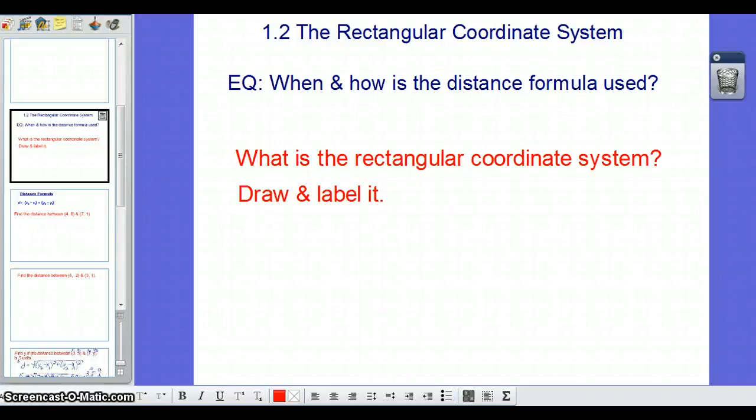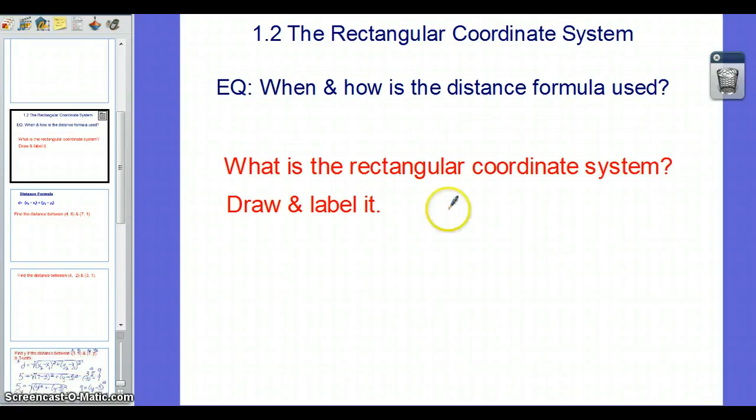Okay, 1.2, the rectangular coordinate system. For this section, we need to learn when and how the distance formula will be used. So first off, we need to know what the rectangular coordinate system is. We're going to start with drawing and labeling it. So the coordinate system is where we plot points and lines.